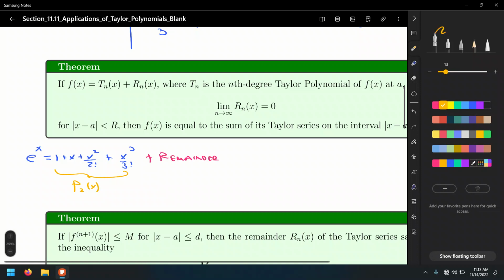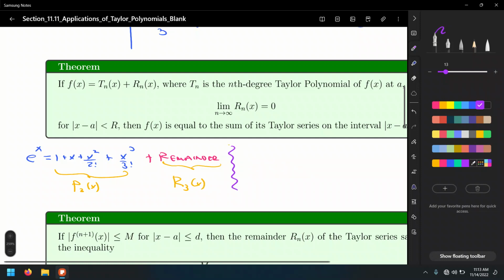And this is represented by all the terms from degree 4, 5, all the way to infinity. Infinitely many terms in this case. So that's R sub 3 of x.